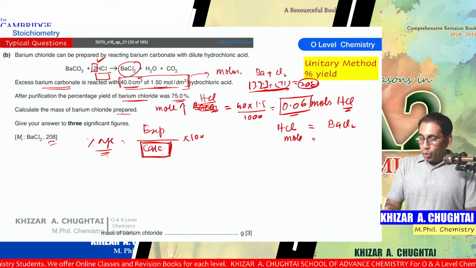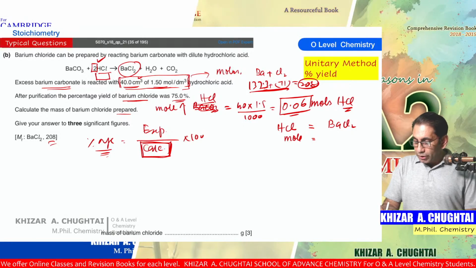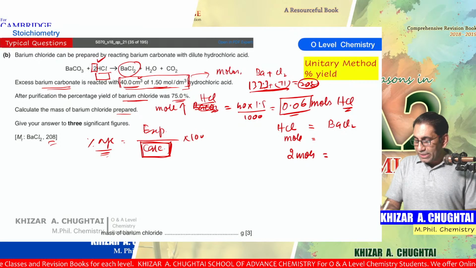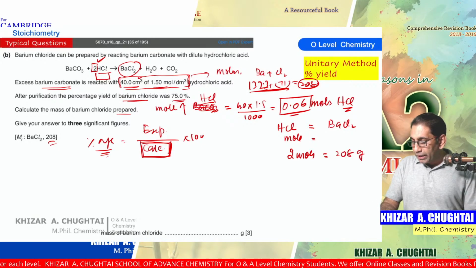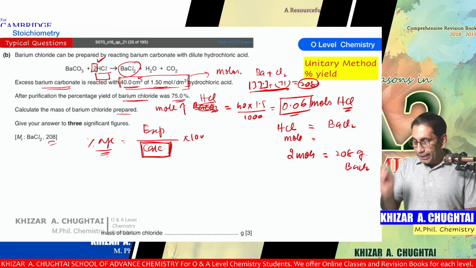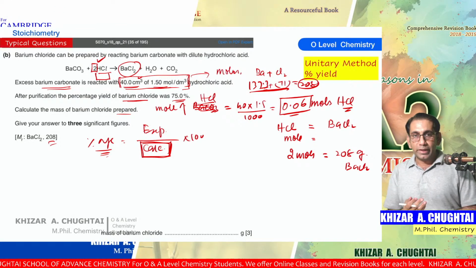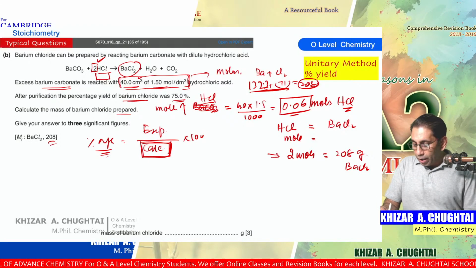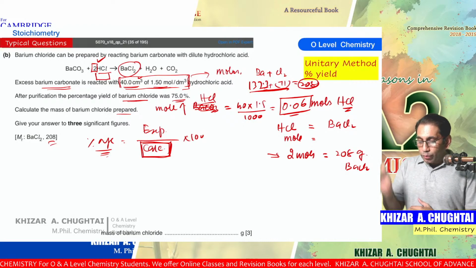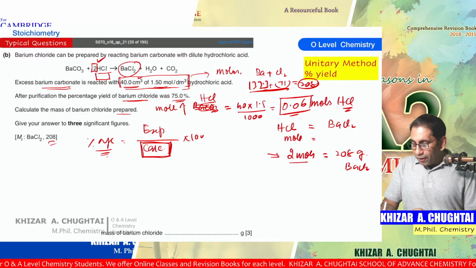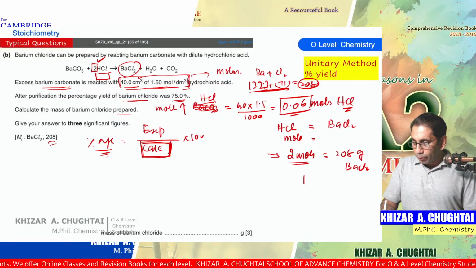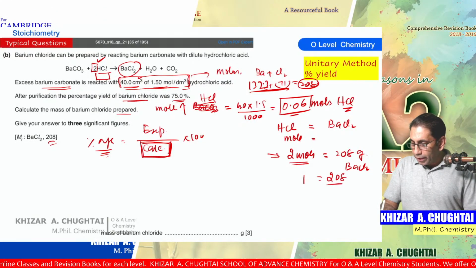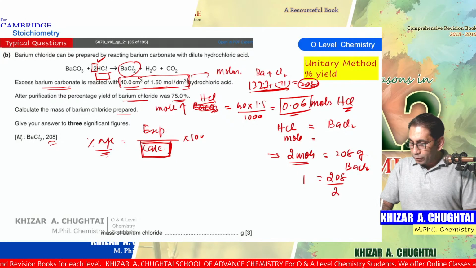208. So according to the balanced chemical equation, 2 moles of HCl is going to make 208 gram of BaCl2. It's a given data. According to this balanced chemical equation, 2 mole of HCl are going to yield 208 gram of barium chloride. What about 1 mole? It will be equal to 208 divided by 2 moles. It will be equal to 104 gram.